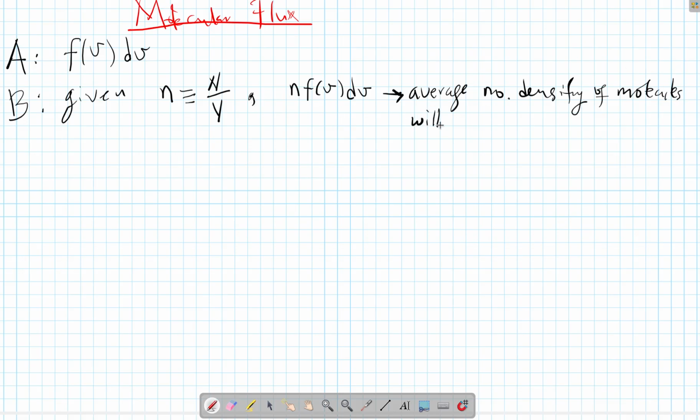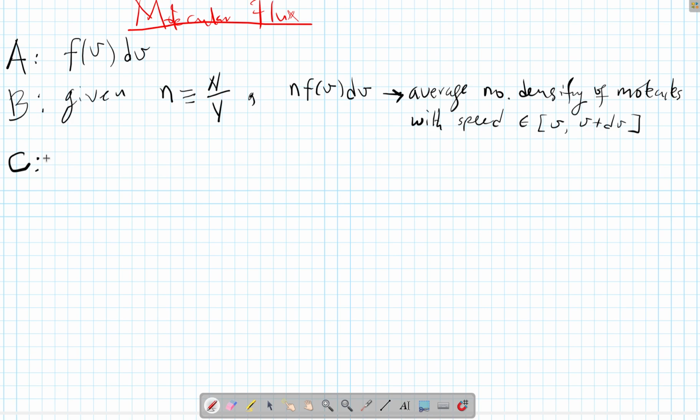with speed inside the range v to v plus dv, right? Hopefully you can derive this. It's very easy. It's like computing a sort of average of the number density. So A and B, as simple as that. C is the next step.